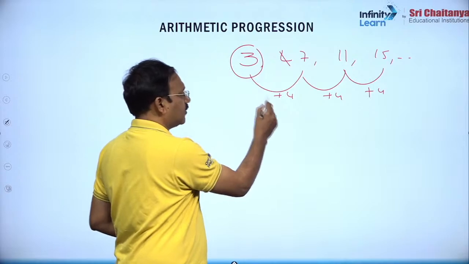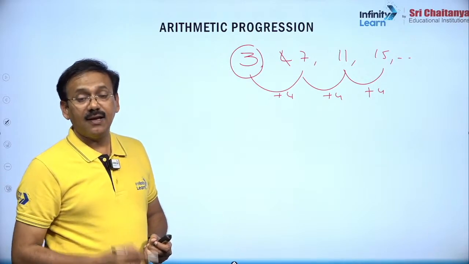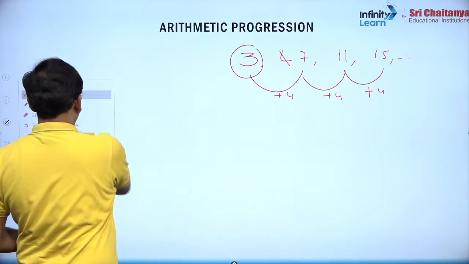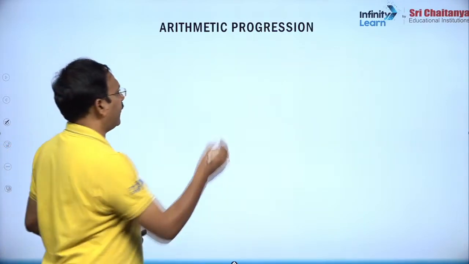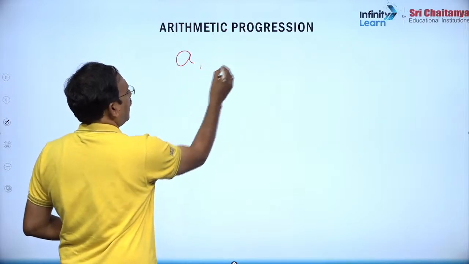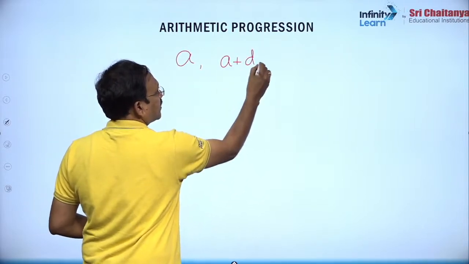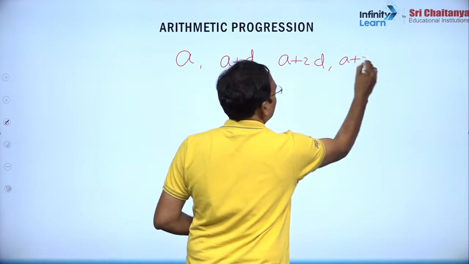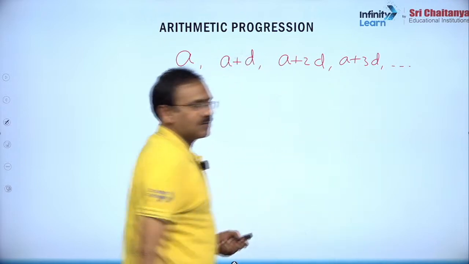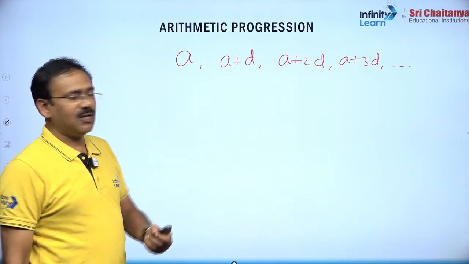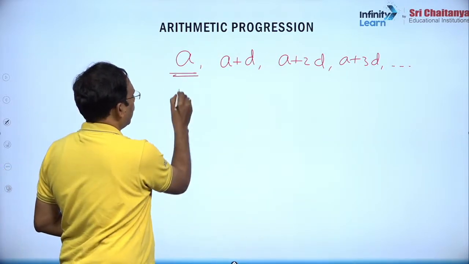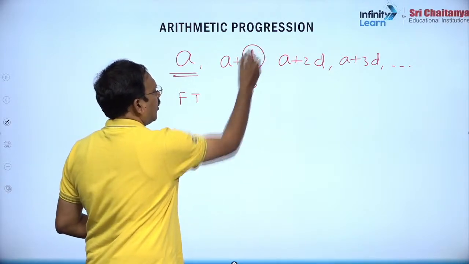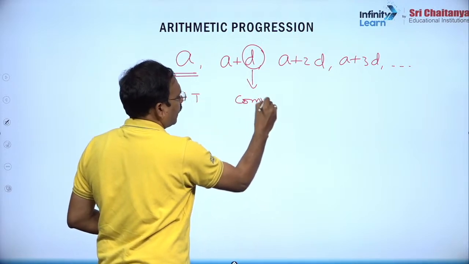Here this is the first term, and the number which we are adding is called the common difference, right? In a general way, my dear friends, if I start with the first number as A, the second is A plus D, third A plus 2D, fourth A plus 3D and so on. Here A is called the first term, whereas D is called the common difference.